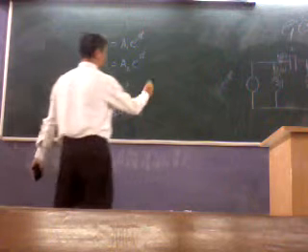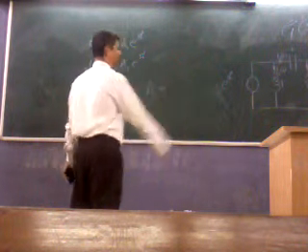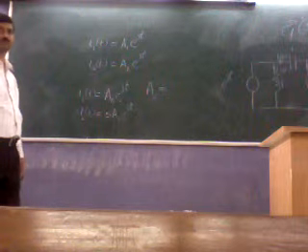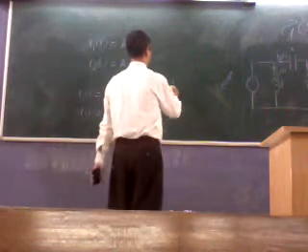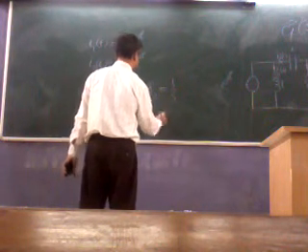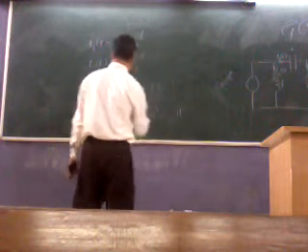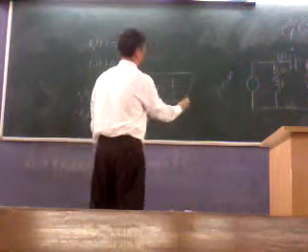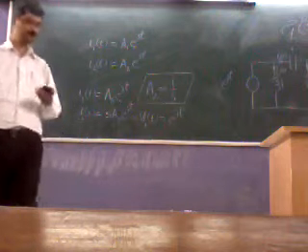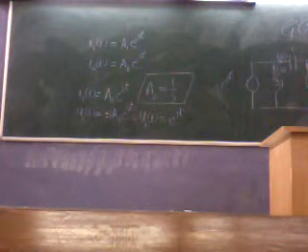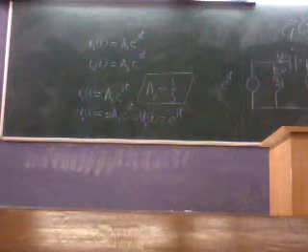Then what is A2? 1 by s. What is A2? 1 by s. Why? Because this must be equal to V1, that is equal to e raised to st. That means s A2 equals 1. Now next what?